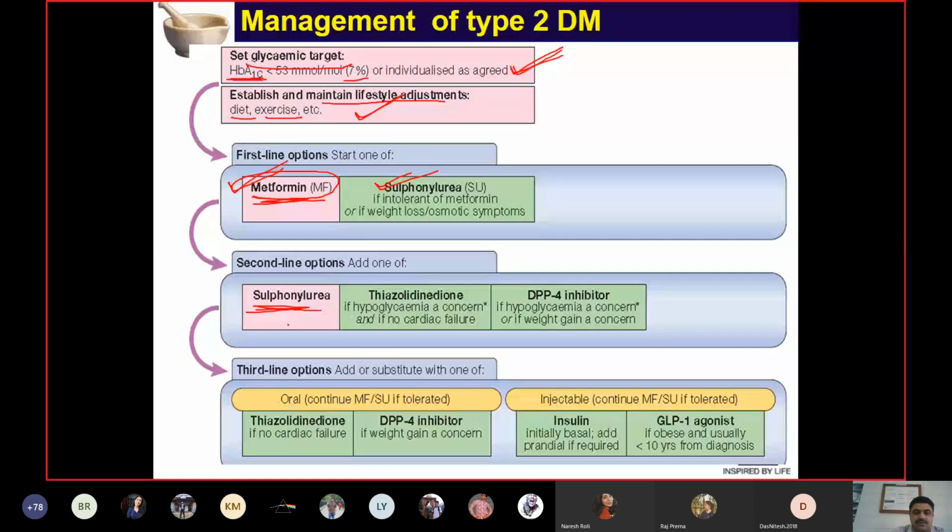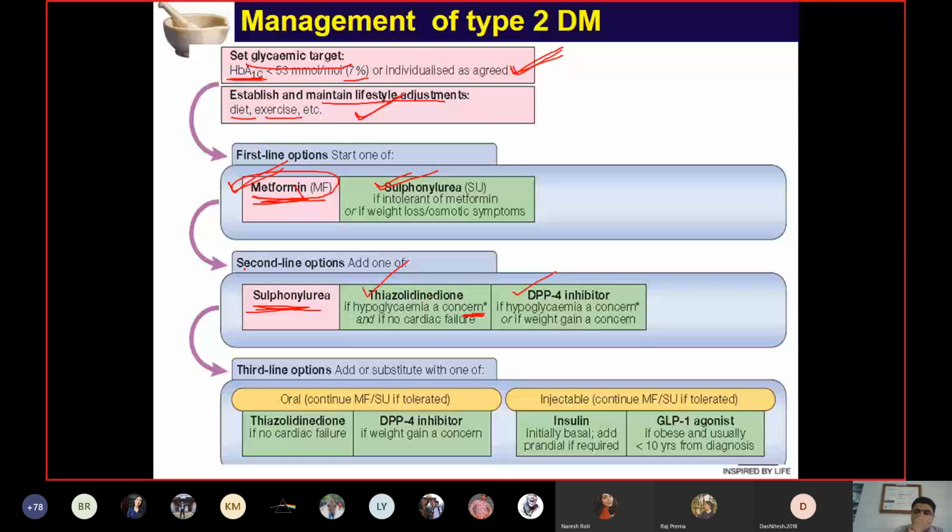Or if sulfonylurea could not be given, then go with thiazolidinedione. Or if hypoglycemia is a concern, you cannot take the risk of hypoglycemia in the patient, or if no cardiac failure, then thiazolidinedione should be preferred. If you don't want the patient to land up with hypoglycemia, then give thiazolidinedione, but ensure that there is no cardiac failure. And if hypoglycemia or weight gain is a concern, you want the patient to lose weight or do not want to increase the weight, then you go with a DPP4 inhibitor. So combine metformin with either sulfonylurea or thiazolidinedione or DPP4.